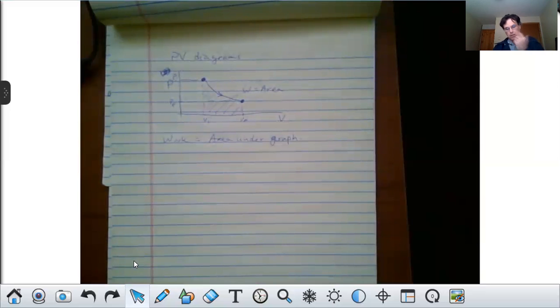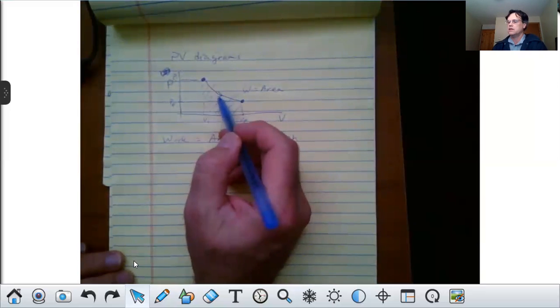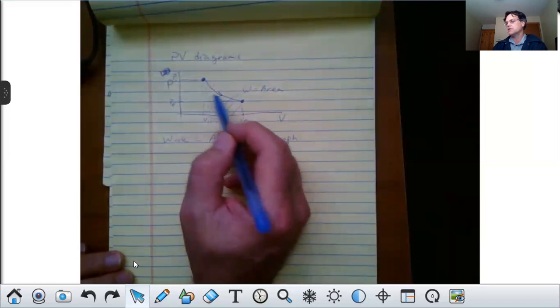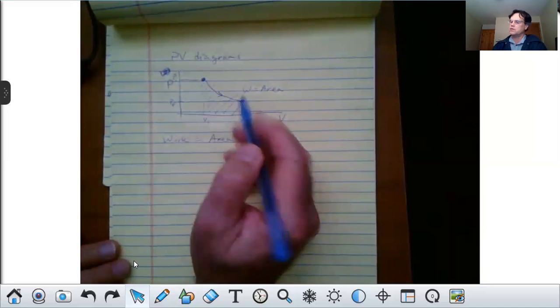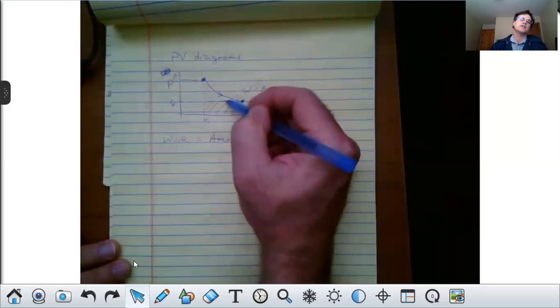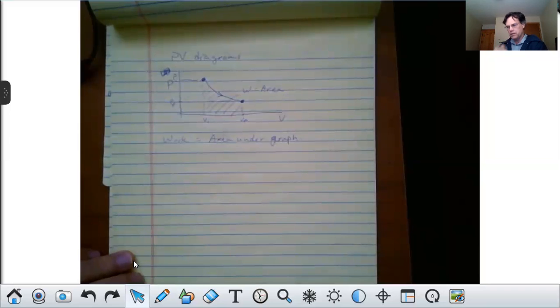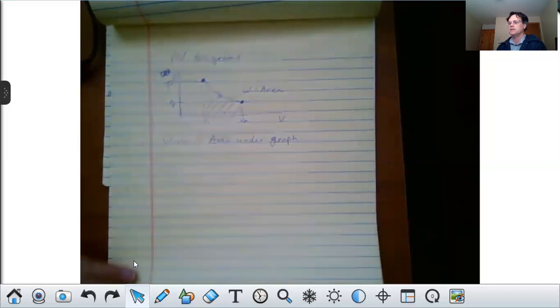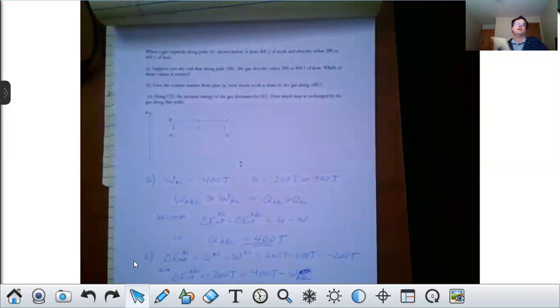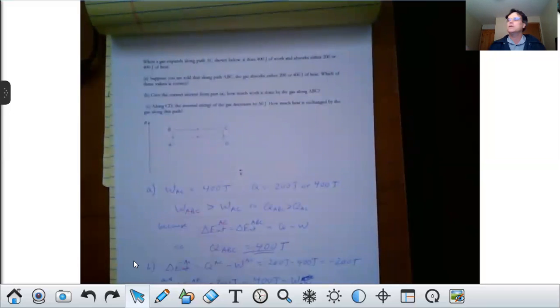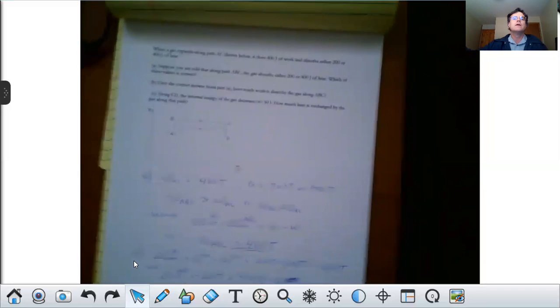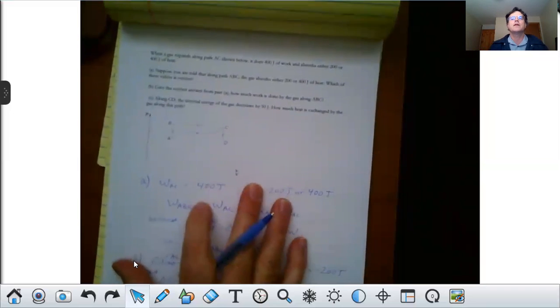When you're expanding, work is positive. What if you went the other way along the same curve? It would be the same amount of work, just negative. The work would be done on the gas, compressing it. Okay, so we've got some definitions. We'll come back later and see some more PV diagrams. But for now, let me do an example here. This is focused well enough to see.